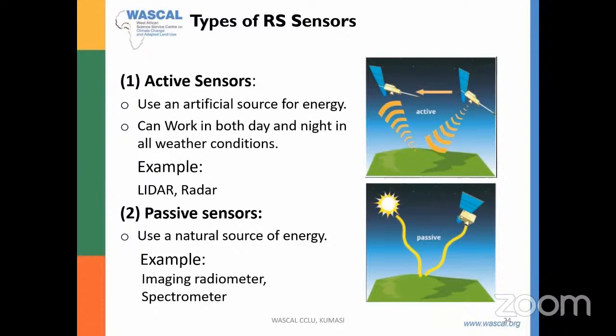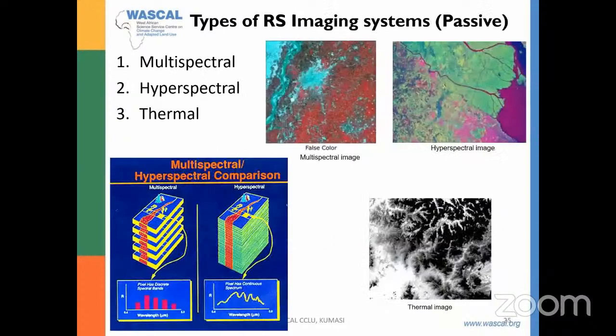And mostly we use the imaging radiometer and spectrometer sensors. The active sensors are mostly the LiDAR and the radar. These sensors provide some imaging systems. So the passive is able to provide us with multispectral data or imaging systems. We have the hyperspectral data and also the thermal data.